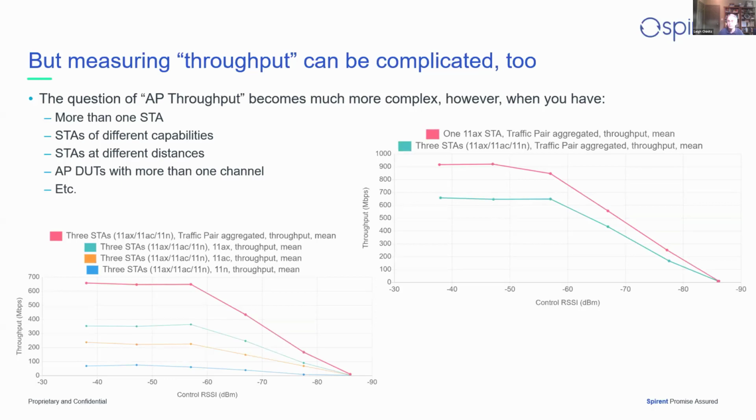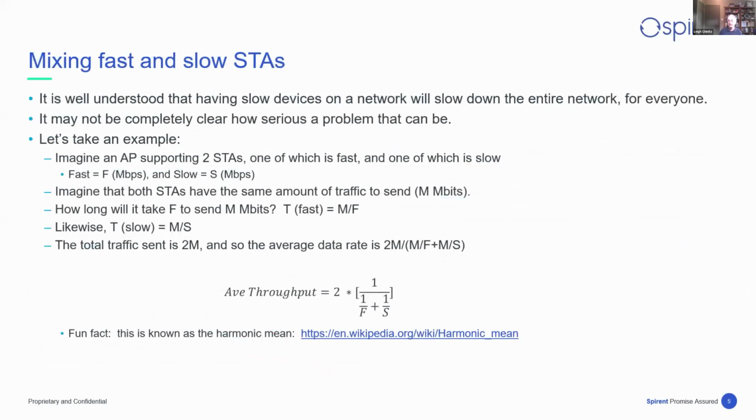Is that bad? Does that mean that there's a problem? I mean, not really, because it's a different test, right? We're testing not just one station, but multiple stations. So what we're seeing there actually is just the effect of mixing fast and slow stations on a network. And I think people understand that if you mix a fast station and a slow station, you're going to slow down the network for everyone, but it may not be completely clear how big a problem that can be.